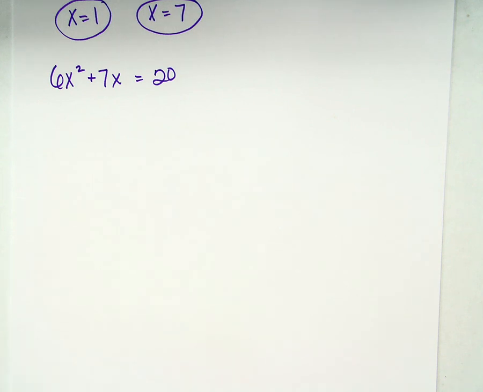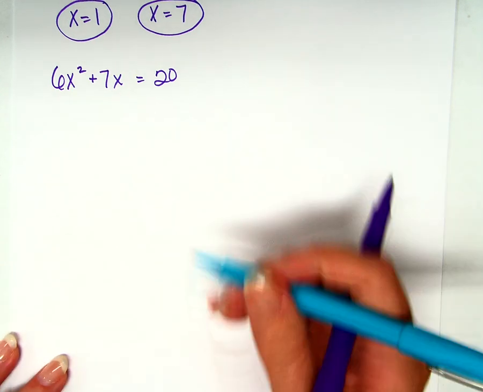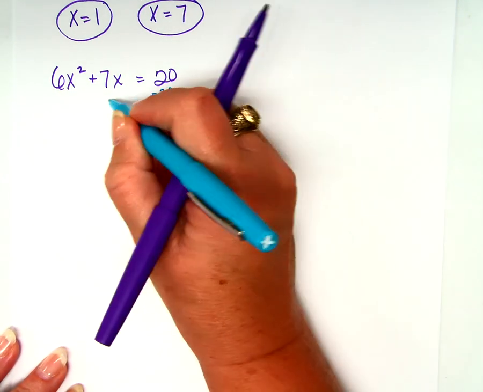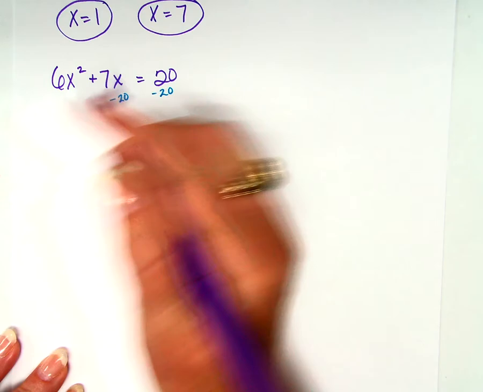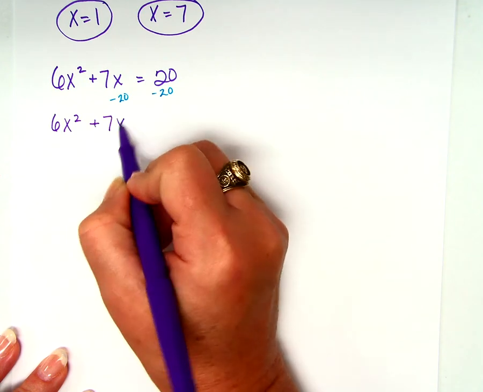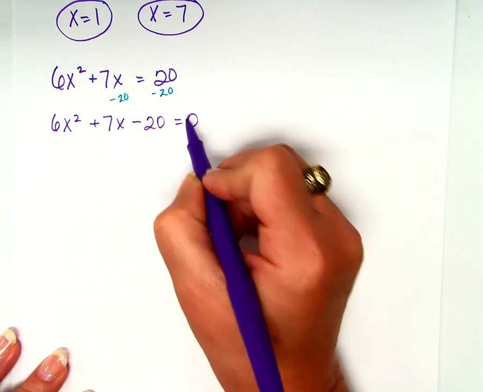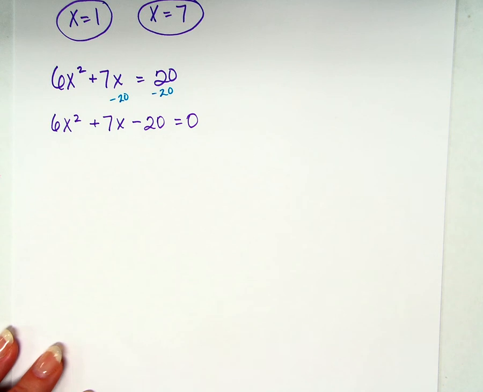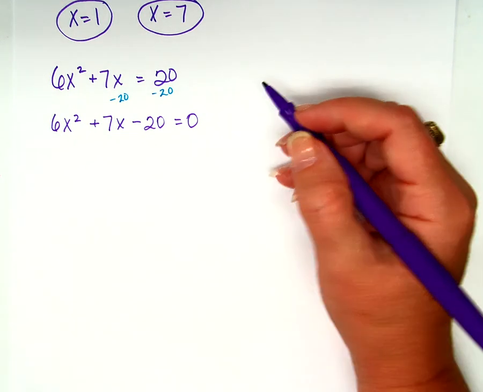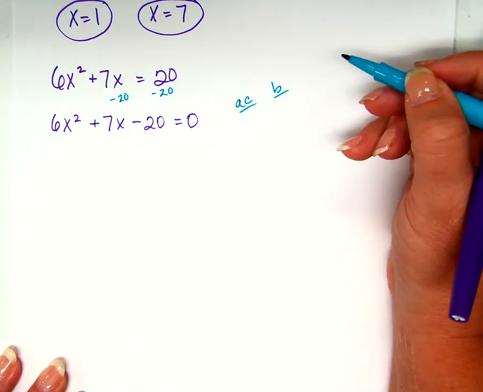Okay, so don't panic, right? Especially don't panic if you don't remember what to do, right? What does it have to equal for me to be able to factor it? 0. So if I subtract 20 from both sides, which is what I need to do first, I get 6x squared plus 7x minus 20 equals 0. Now I can continue to not panic, but now I also find AC and B, right?